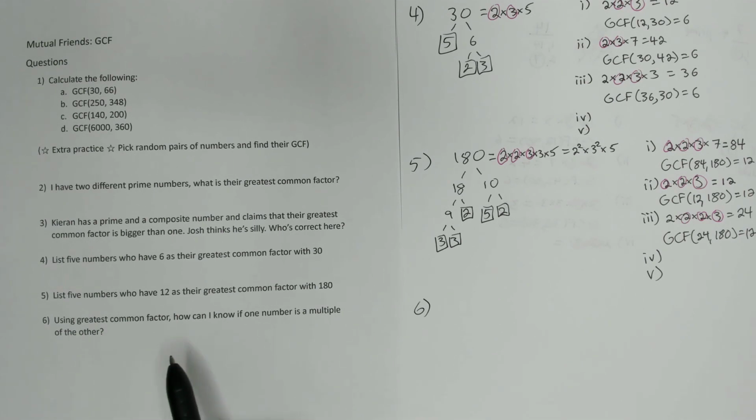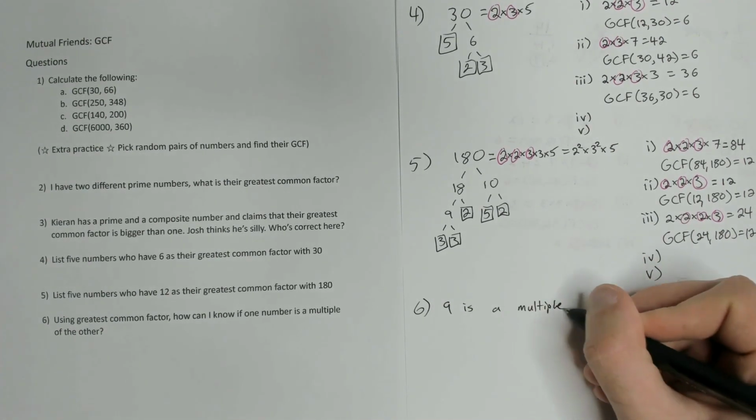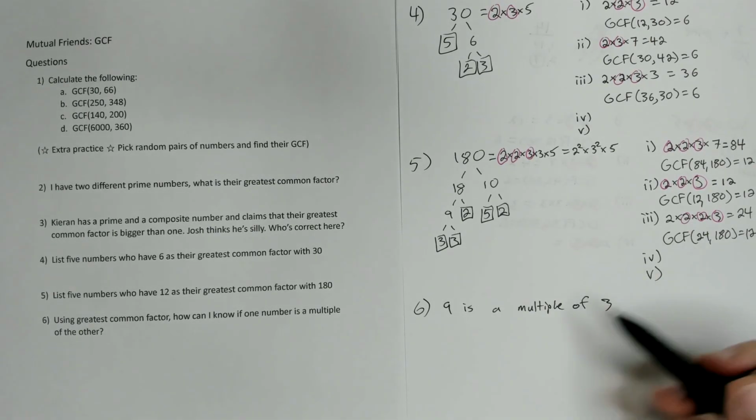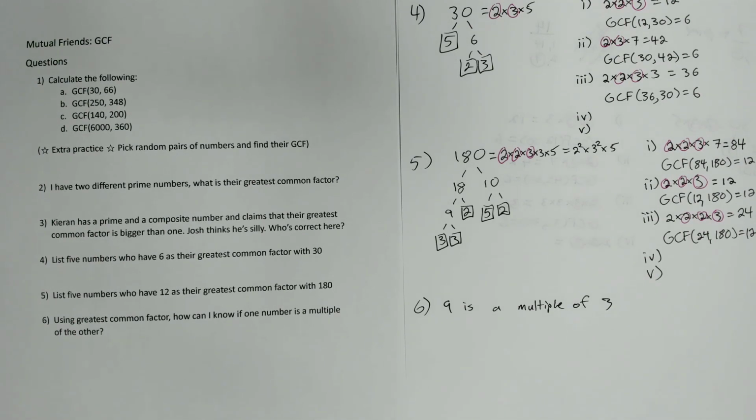All right, so now let's do this last problem here. Using the greatest common factor, how can I know if one number is a multiple of the other? So what does it mean for one number to be a multiple of the other? Well, we know something like 9 is a multiple of 3, and that's because 9 is multiple 3s, right? 3 times 3 gives us 9. So how can we know, using greatest common factor, if a number is a multiple of another? Well, if we find the prime factorization of two numbers, and we see that the entire prime factorization of one number is present in the other, then we know it's a multiple.